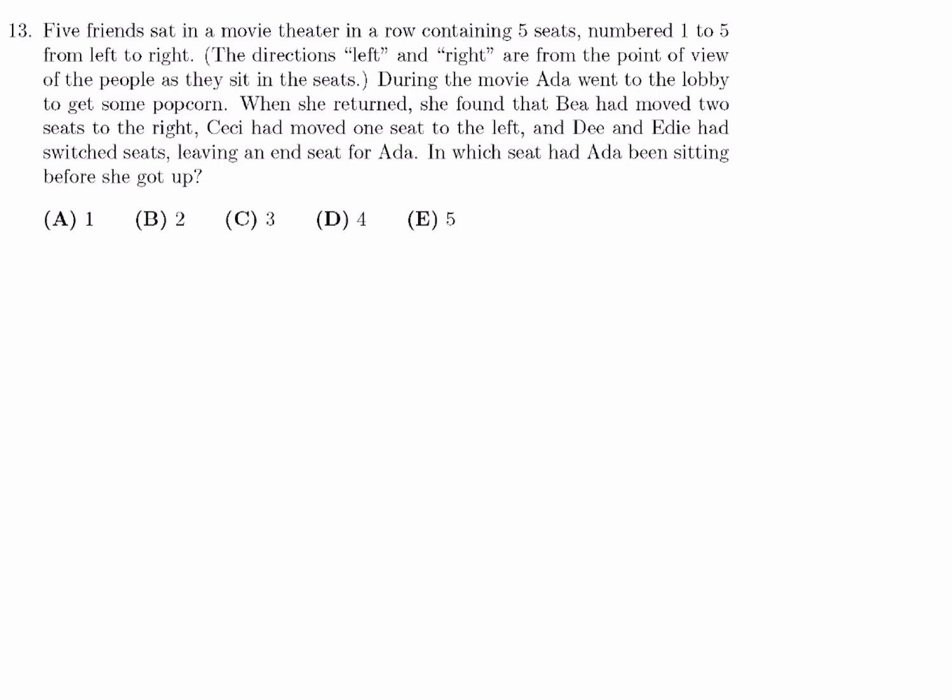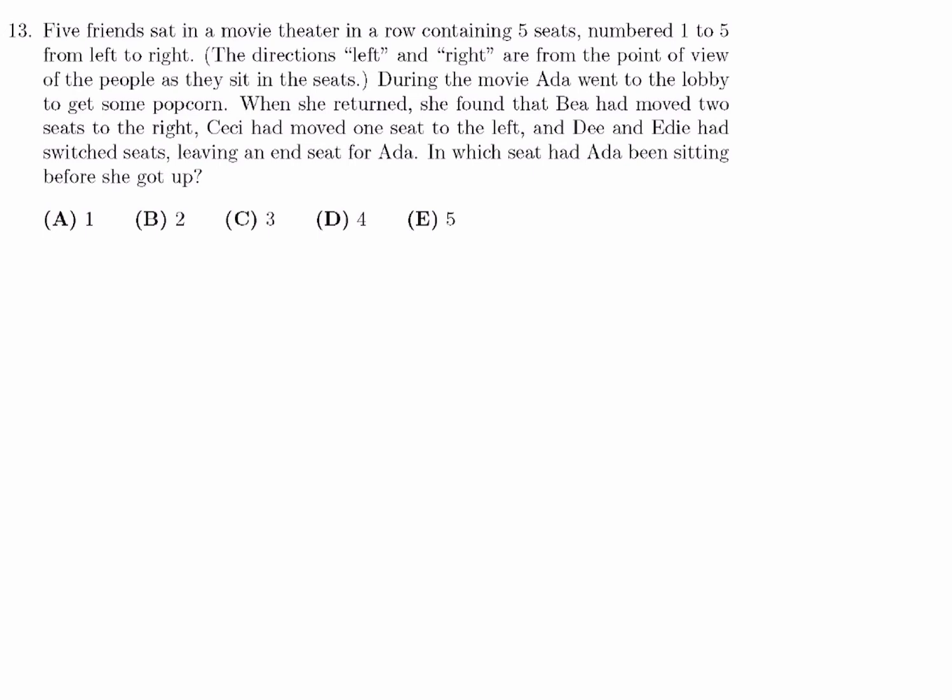When she returned, she found that B had moved 2 seats to the right, C had moved 1 seat to the left, and D and E had switched seats, leaving an end seat for Ada. In which seat had Ada been sitting before she got up?